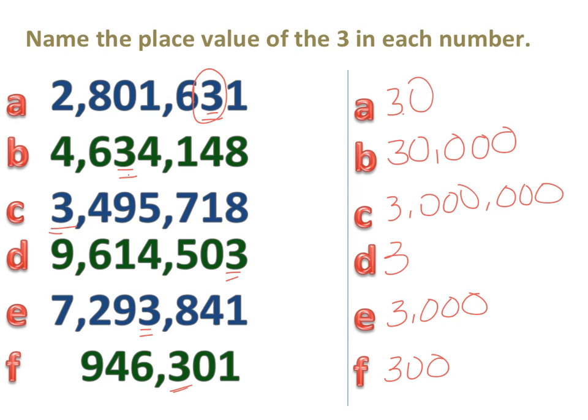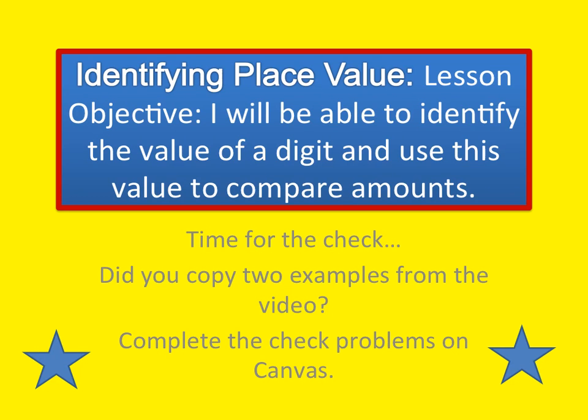We're looking for the value of each digit. That's why we didn't just say 10 or 10,000. We gave what 3 tens would be, 30 or 30,000. So how did you do in identifying the place value? Can you identify the value of a digit in any place and then be able to use that amount later to compare amounts? It's time for your check.